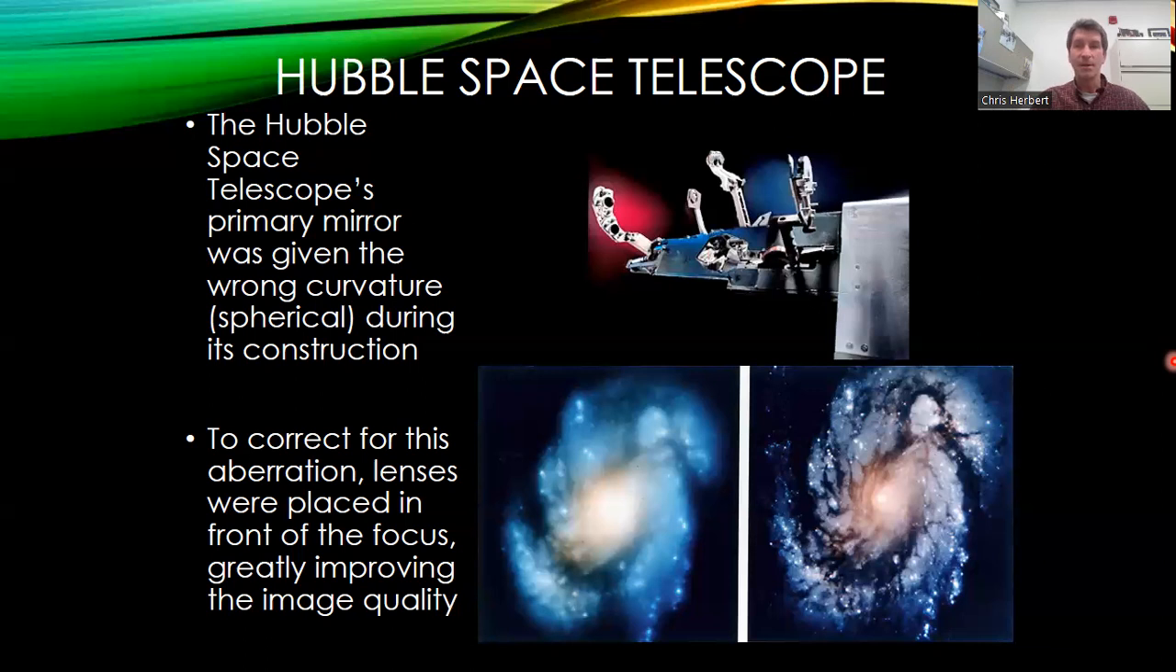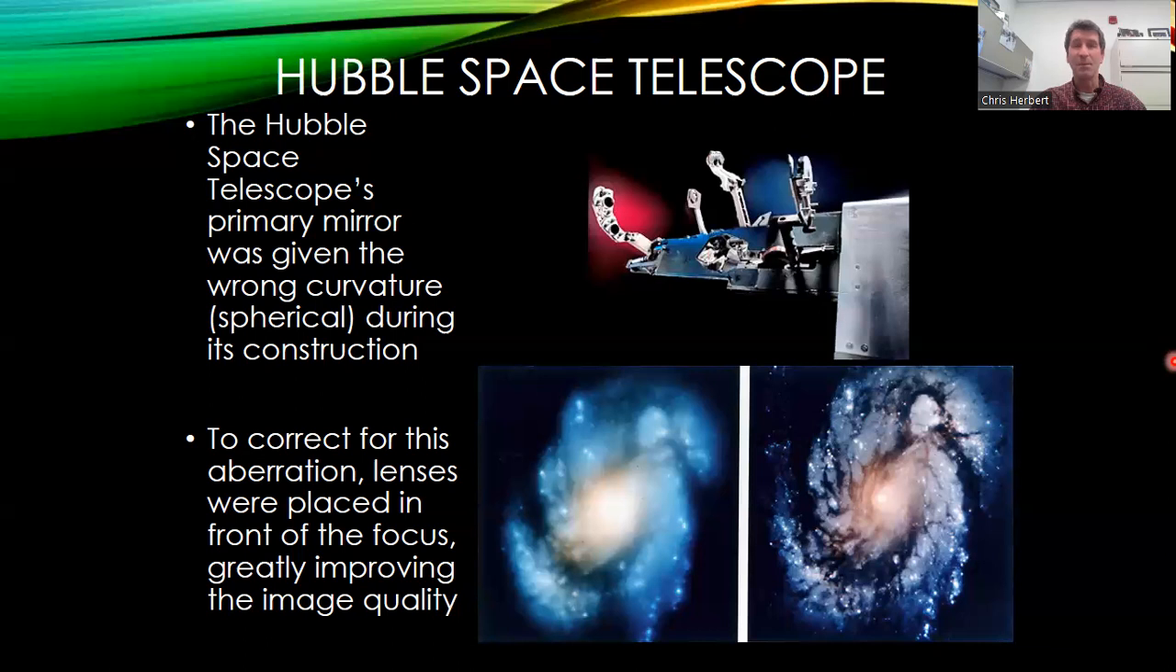Again, this was the case of it wasn't spherically ground, but it wasn't the correct shape. So it was somewhere in between the desired parabola and a spherical shape. And they came up with an ingenious way of correcting this. And in fact, they had to use these correcting lenses for all the equipment. But it saved a multi-billion-dollar space telescope. And the rest is history.